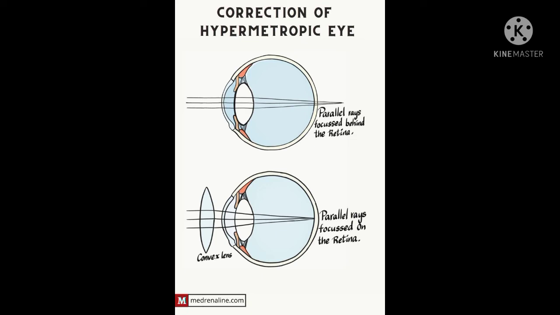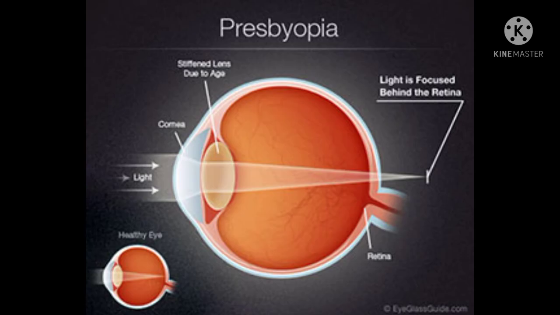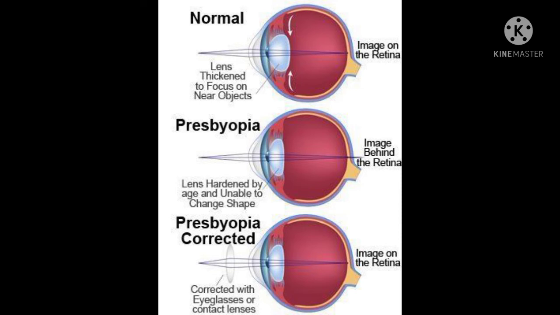The next defect is presbyopia. Due to aging, ciliary muscles become weak and the eye lens becomes rigid, and so the eye loses its power of accommodation. Because of this, an aged person cannot see nearby objects clearly. So it is called old age hypermetropia. This presbyopia can be corrected with eyeglasses or contact lenses.